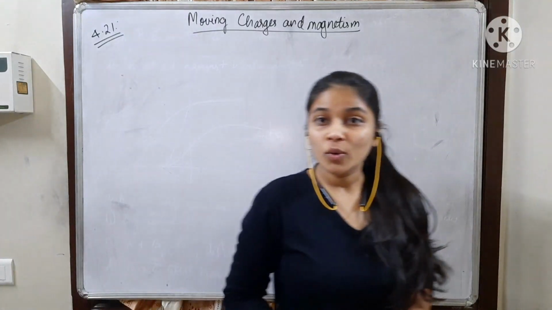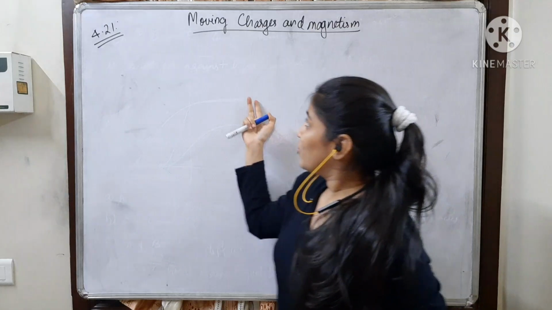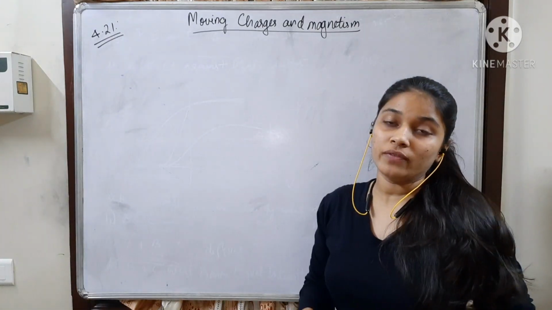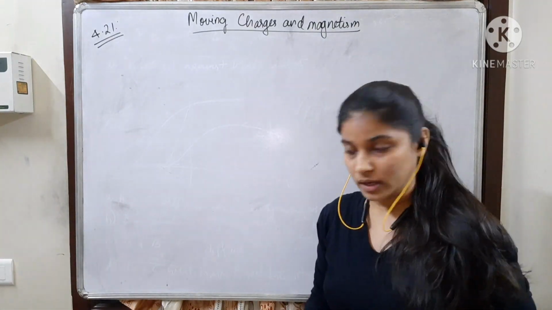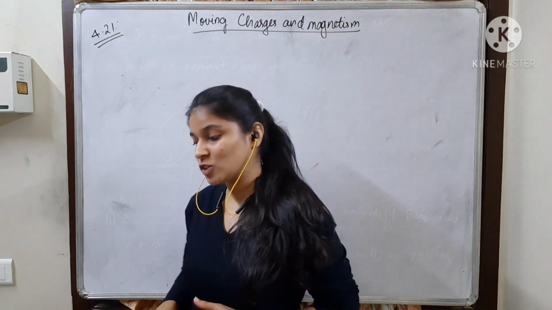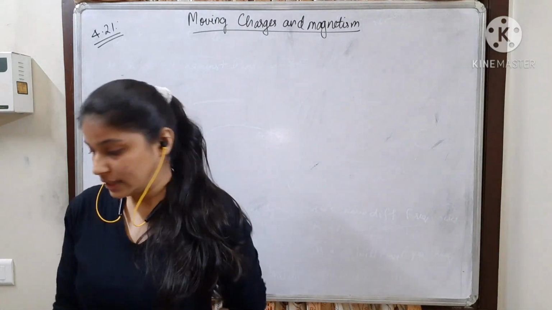Hello all. So we'll continue with the moving charges in magnetism. We have to start with question number 4.21. Please open your NCERT textbooks and you will get the question right there.